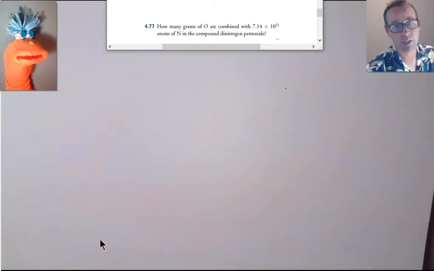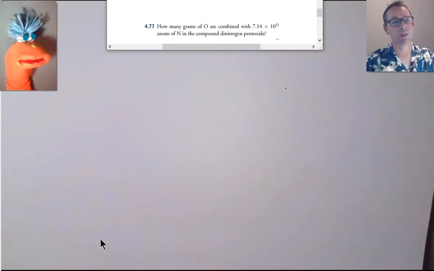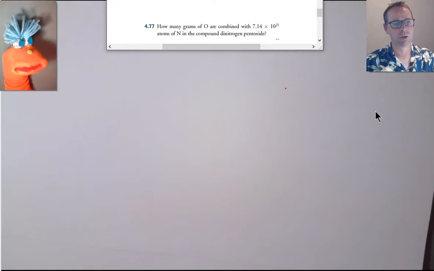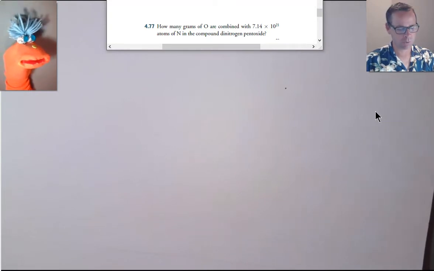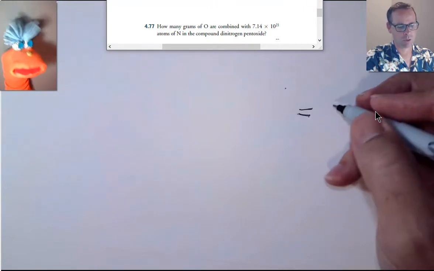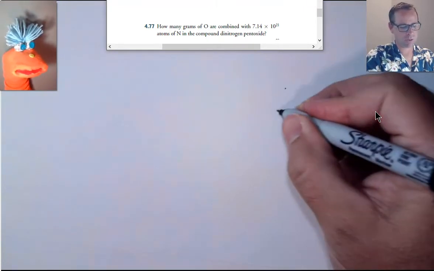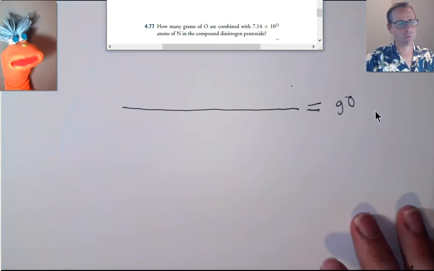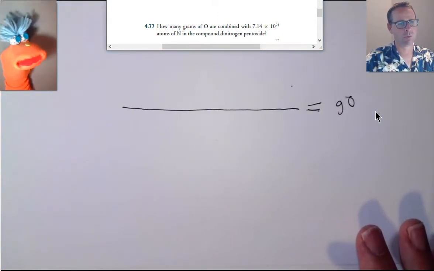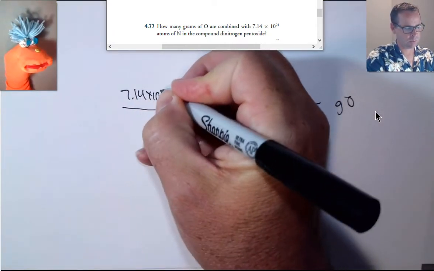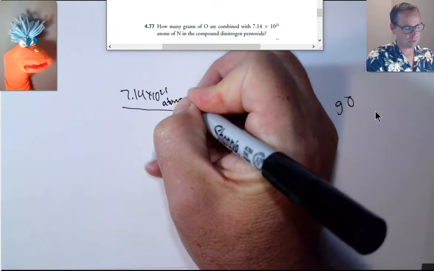How about this one? How many grams of oxygen are combined with that many atoms of nitrogen in a compound of dinitrogen pentoxide? I think this is best with an equal sign. Okay, so what do I put to the right of my equal sign? You want grams of oxygen. Very good. And what do I start with? You can start with 7.14 times 10 to the 21 atoms of nitrogen.